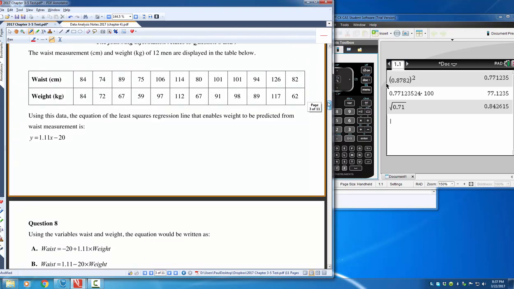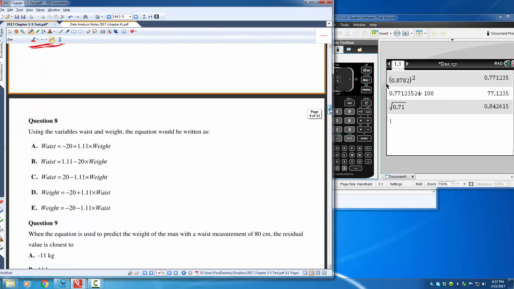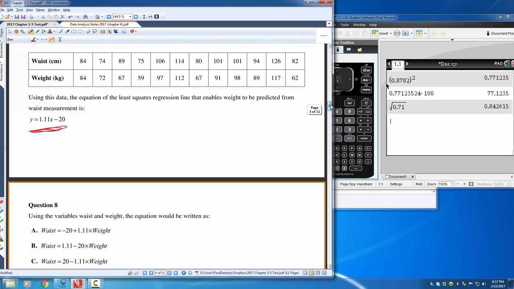What we've got here is waist measurements and weight of 12 men. That's the regression line. Using the variables waist and weight, the equation would be written as... Let's have a look. Based on this equation here, the y value is going to be the weight.